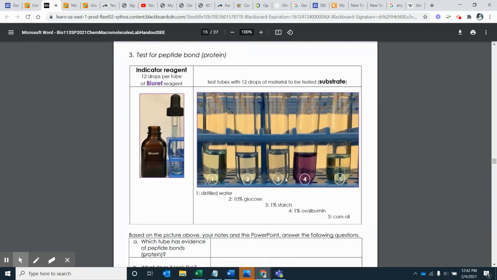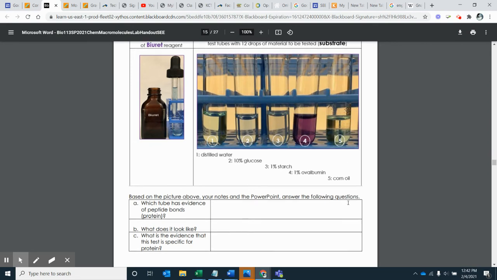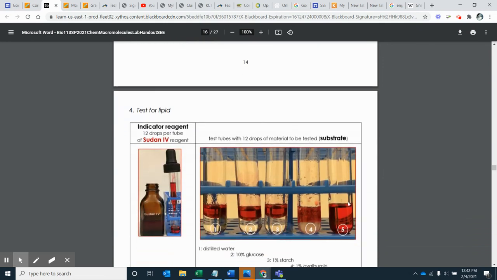Now the protein test is biuret. Biuret is for the ovalbumin, that's your protein. Which tube is evidence of a peptide bond? Number 4. What does it look like? Purple. And what is the evidence that this is specific for a protein? That's because it didn't show up as purple in any of the other macromolecules. So it doesn't show up as purple in the case of glucose, doesn't show up as purple in the case of starch, and doesn't show up in the case of corn oil. And you can see 2 layers here if you look really closely, because again, it's a watery solution.